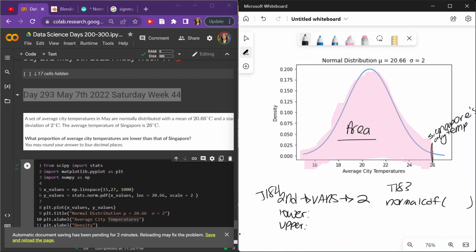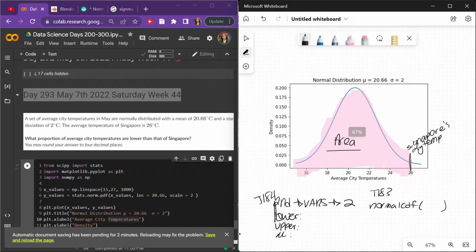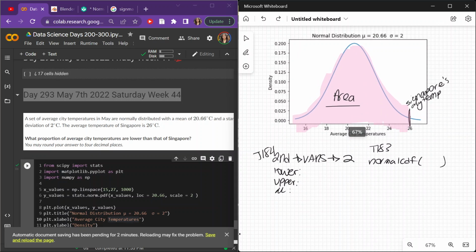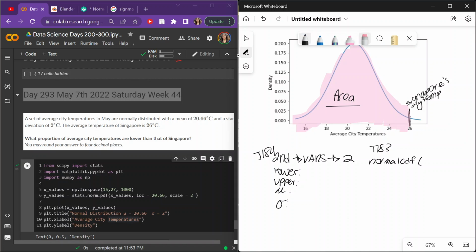So lower, upper, then it asks you for your mu and your sigma. Whoops, what happened? And your sigma, and then if you're doing TI-83, it's going to ask you for your lower bound, your upper bound, your mu, and your sigma like this, but these are not going to be there. You're just going to have parentheses, and you're going to have to plug in those values. So what is your lower bound? Lower bound and lower are the same thing.